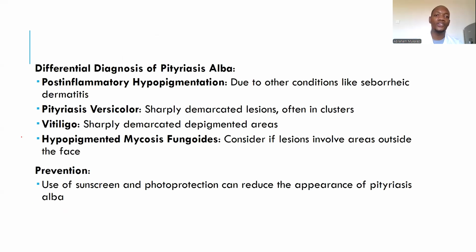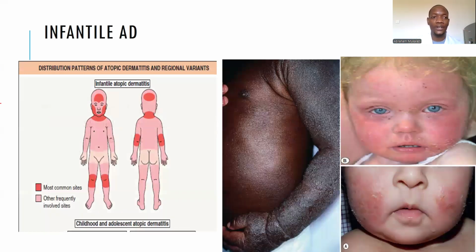So when you go through the differential diagnosis, if it is pityriasis alba that you're thinking about, you have to make sure that it is not post-inflammatory hypopigmentation, not pityriasis versicolor, or even vitiligo if it's already well demarcated, and it can also be hypopigmented mycosis fungoides if someone is older. You can also get lesions that can mimic polymorphic light eruption, especially on the face. It can give you lesions that look like pityriasis alba. So if it is infantile atopic dermatitis, usually it has what we call the typical morphology or the typical distribution.